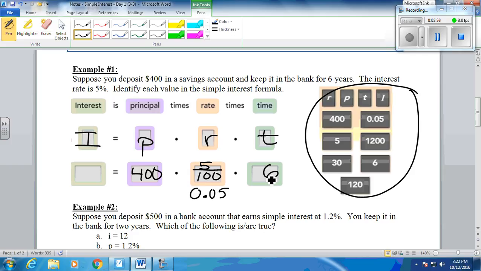And then what they're asking for is how much interest would you actually get? Well, at this point, all we need to do is multiply 400 times 0.05 times 6, and that will give us a final answer of 120. So that means that if you deposit your $400 into the savings account and you don't touch it for 6 years, at the end of those 6 years, you will have earned an additional $120 to actually have $520 total in your account.